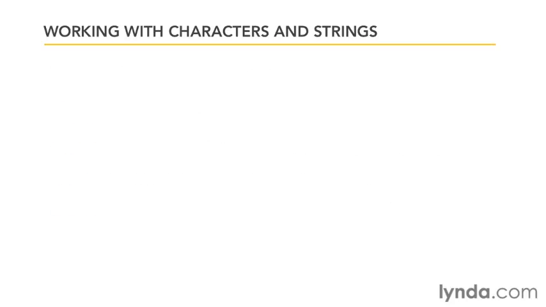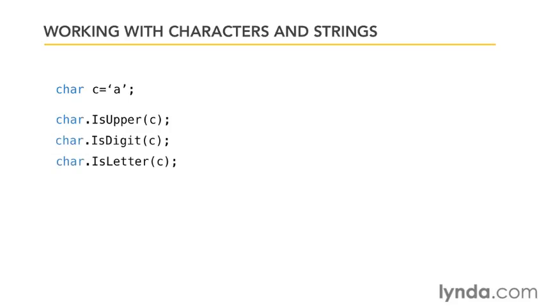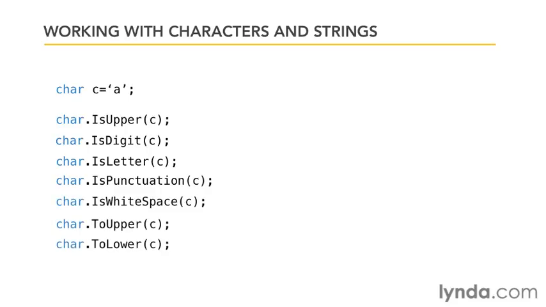Remember that characters and strings are objects. The character data type is really a System.Char object, and the string data type is really a System.String object, which basically means that each one of these data types has some really cool features and methods built in. So for example, if I define a character variable as the lowercase letter a right here, I can do some really cool things on it. I can ask the character, hey, is it an uppercase letter, or is it a digit, or is it a letter? Is it punctuation or white space? I can do things like convert the character to uppercase or to lowercase.